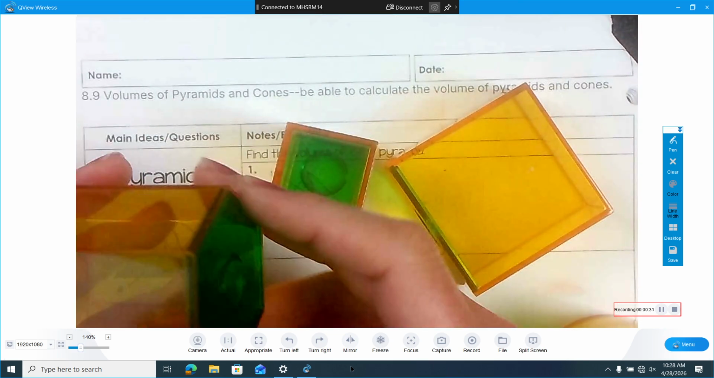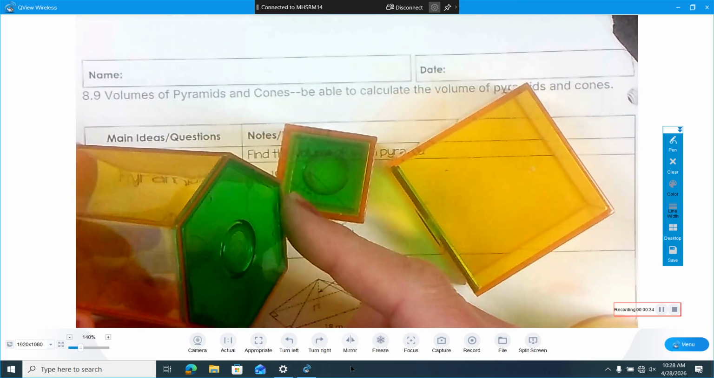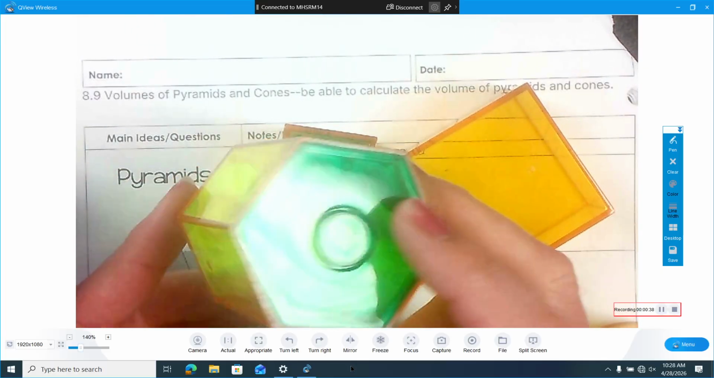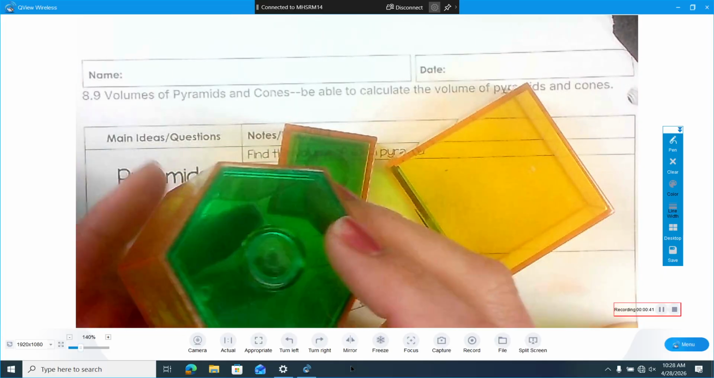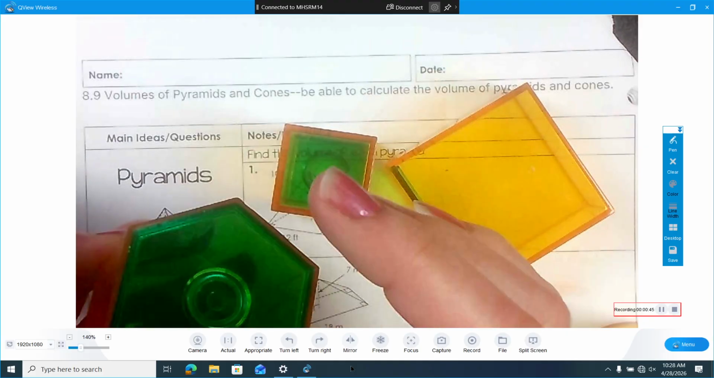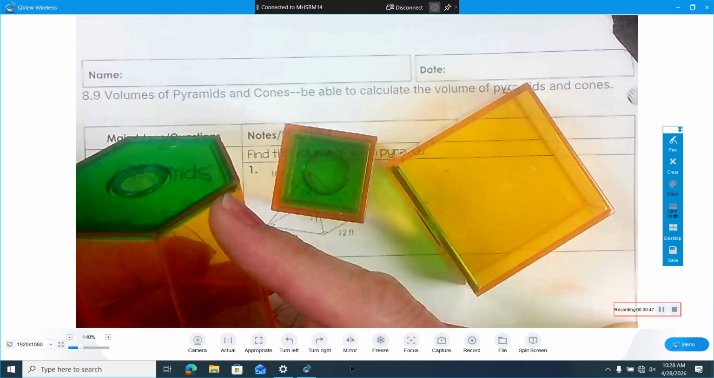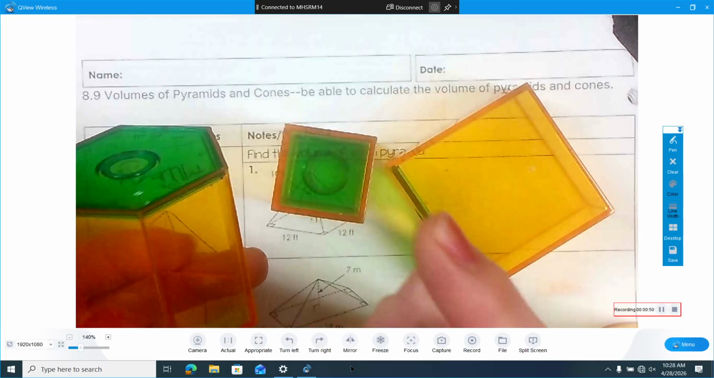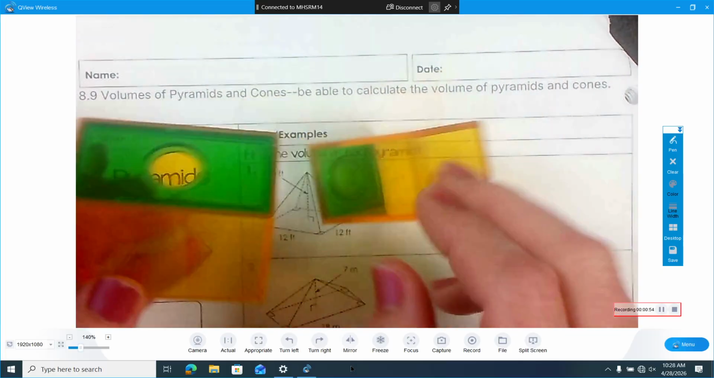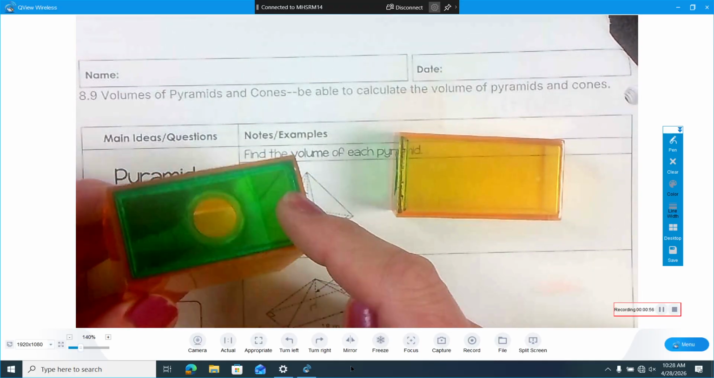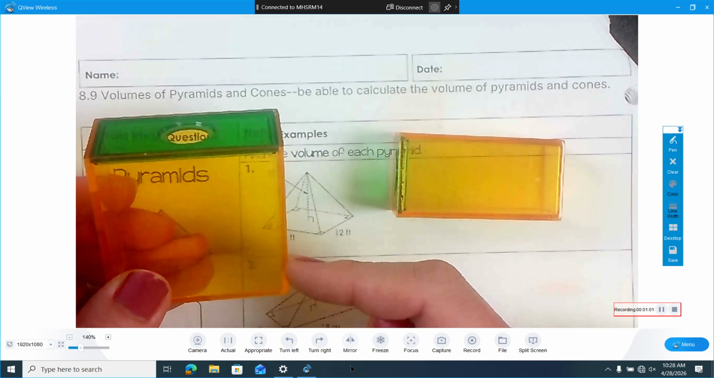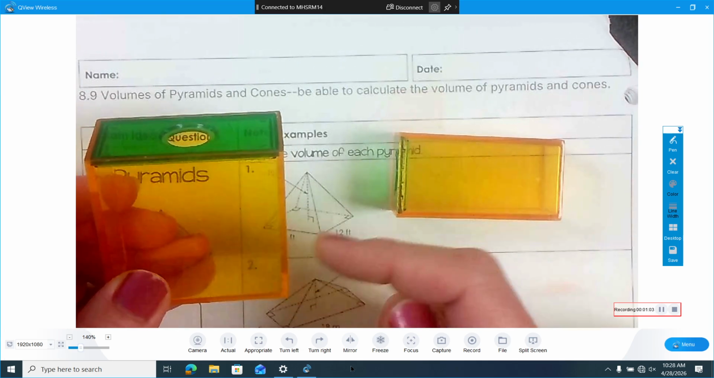So yesterday we said, hey, if we have a prism, so this is a hexagon-based prism, and if we know the area of the base, then all we have to do is multiply by the height, and that'll give us the volume of a prism. So in all of these, if we know the area of the base, then all we have to do is multiply by the height. Area of the base times the height. And it works all the time.